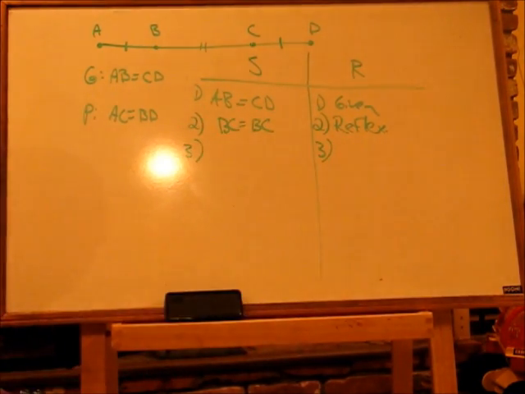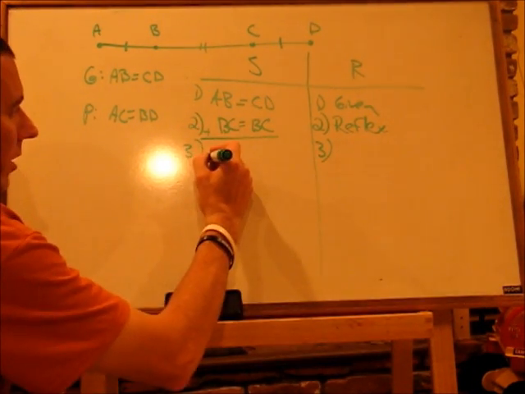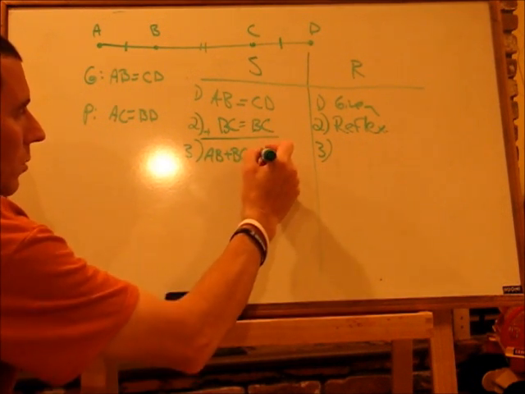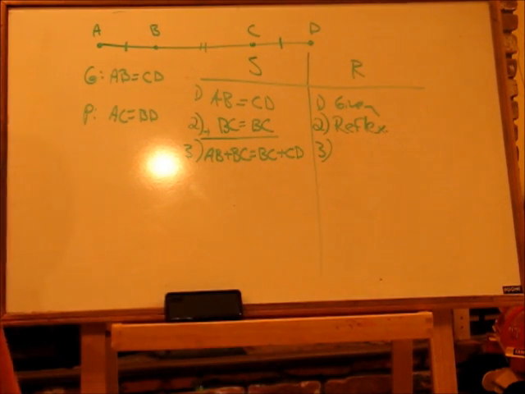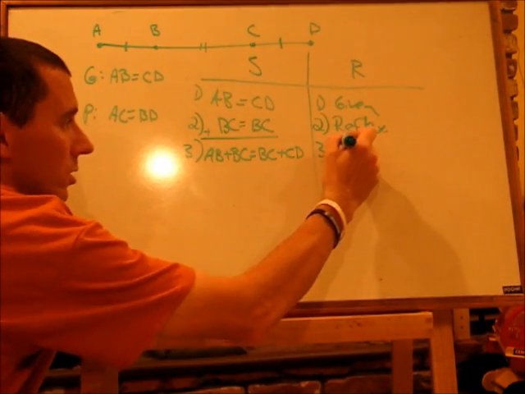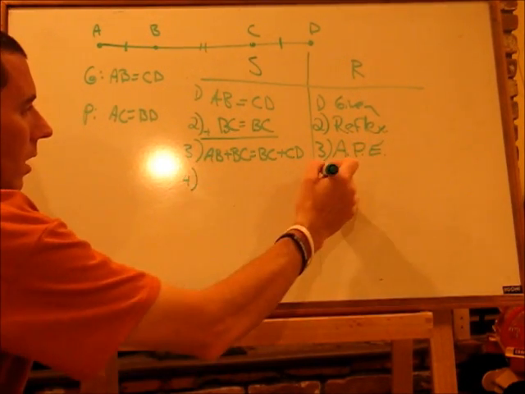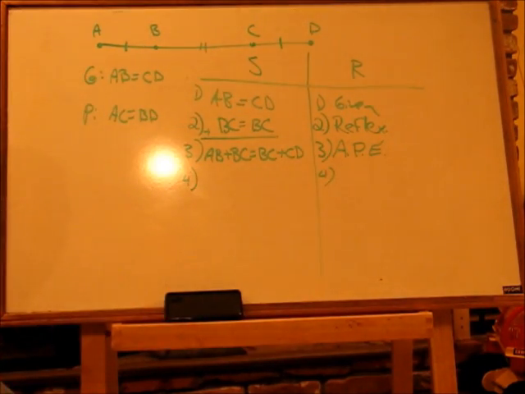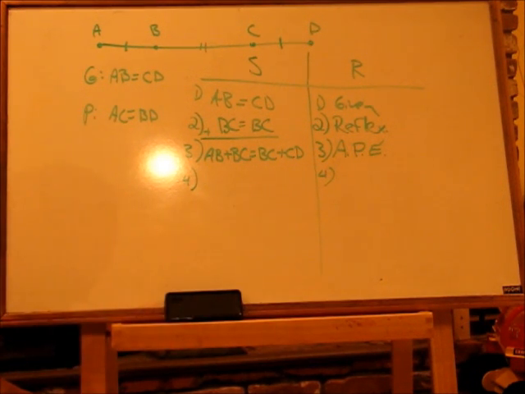What can I do with these two equations? Add them together. That's going to leave me with segment AB plus segment BC is equal to segment BC plus segment CD. Again, the lengths of those segments. What did we just do with these two equations? We used the addition property of equality. So I know that segment AC is made up of those two pieces. I've got those two pieces on the board. I still need to get an equation that involves segment AC and an equation that involves segment BD.